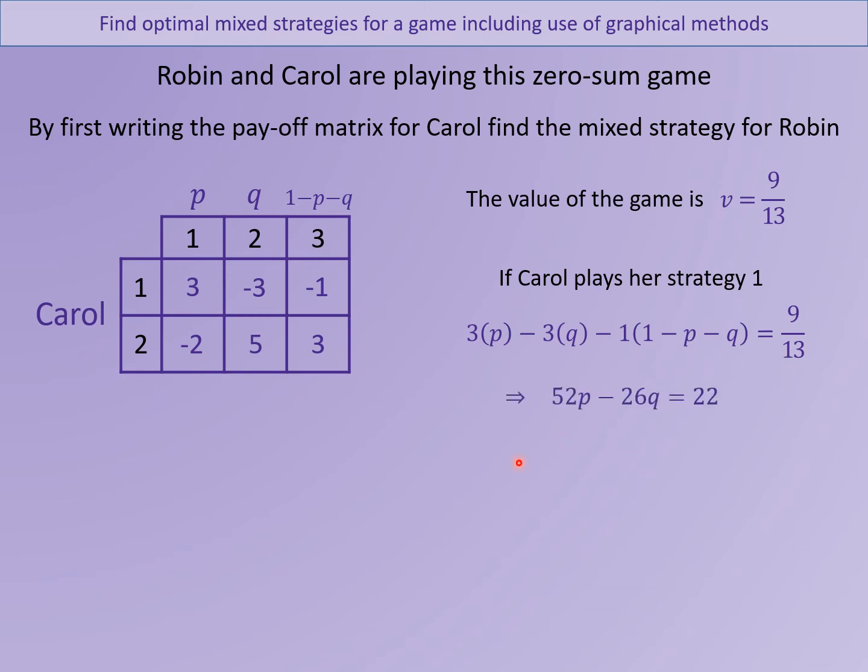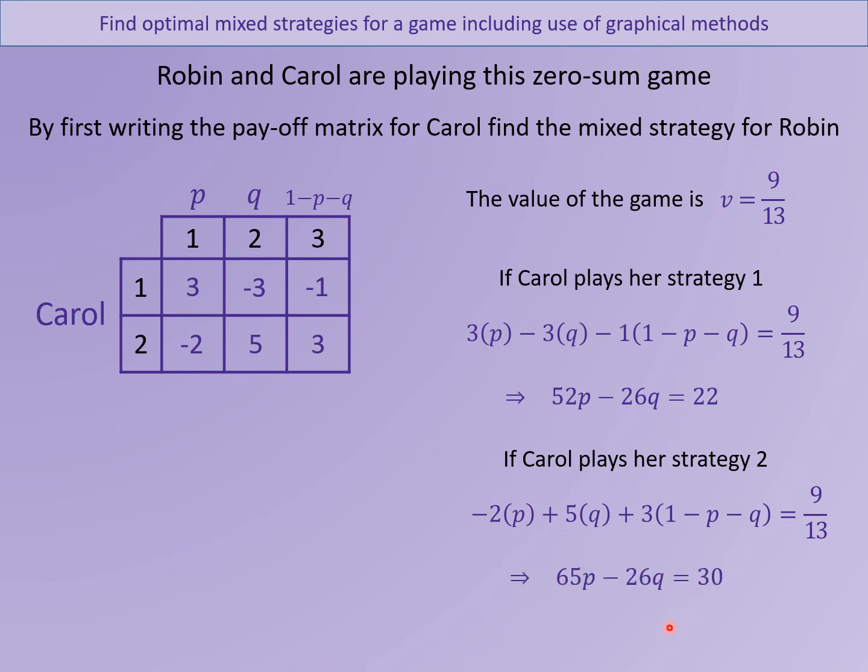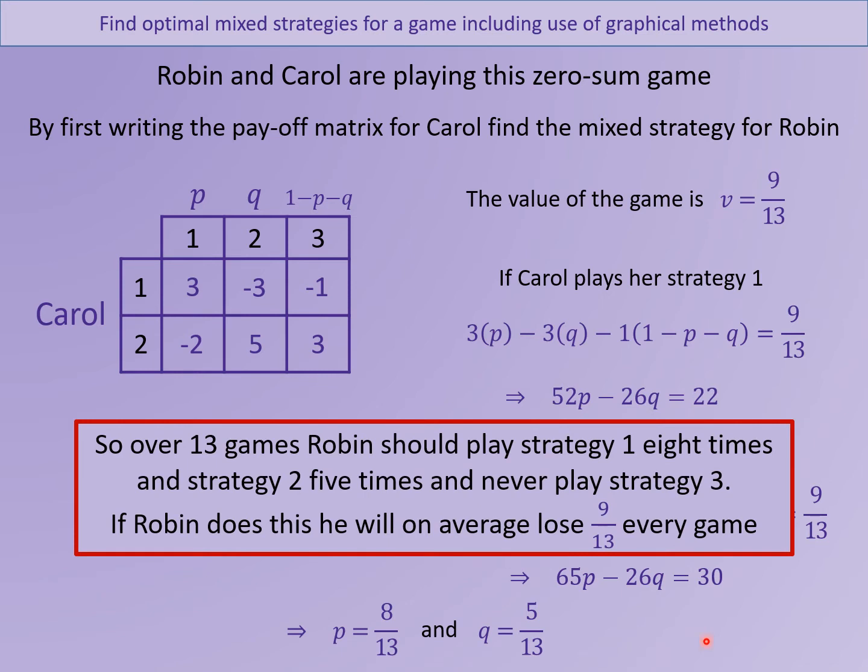Carol plays the strategy 2. Simplify that. Carol plays the strategy 2. And that's going to go to this. And so therefore, we also know this is going to equal 9/13. You can see it's minus 2 for every P, 5 for every Q, 3 for every 1 minus P minus Q. That simplifies to this. Now, because I've got these 2 simultaneous equations, just here, I can solve them simultaneously, and I get P equals 8/13, I get Q equals 5/13, and I've noticed that 1 minus P minus Q comes out to be 0. And we saw that on the graph anyway, but now it's been confirmed algebraically.